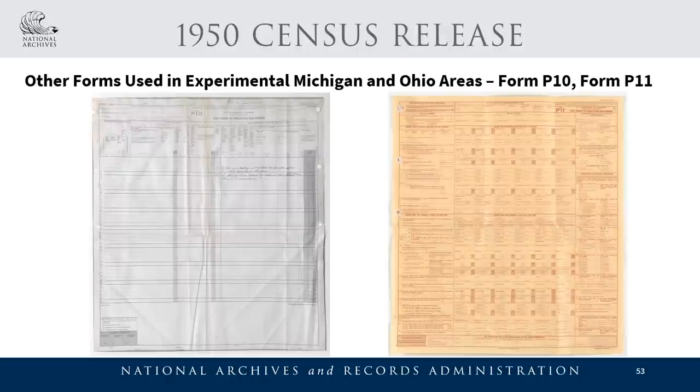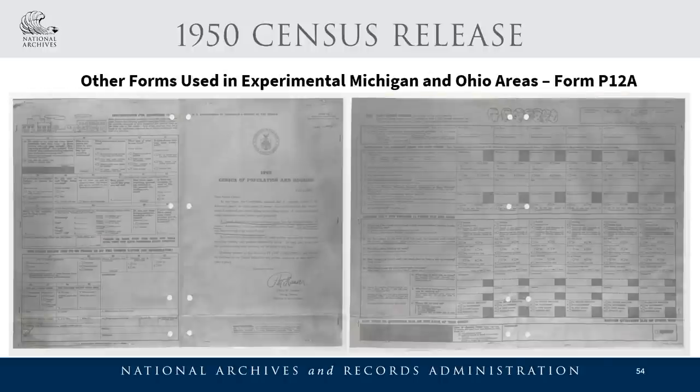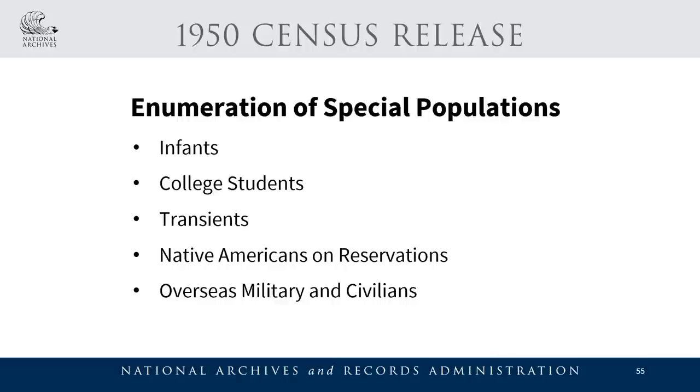Other forms that were used in the experimental Michigan and Ohio areas were the form P10 and P11. And again, the questions on these forms are the same as on the regular form P1. They're just in a different format. And finally, this is another experimental form that was used in those experimental areas, the form P12A, which is a household form. Now let's talk about enumeration of special populations: infants, college students, transients, Native Americans on reservations, and overseas military and civilians.